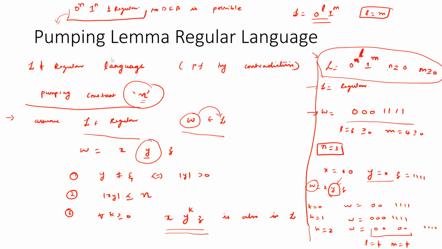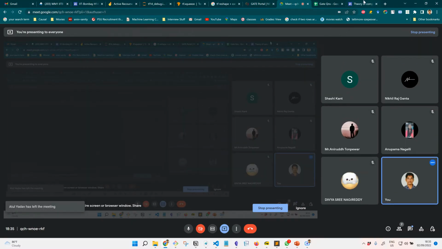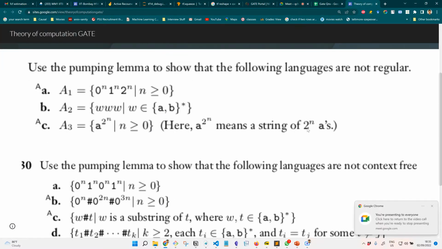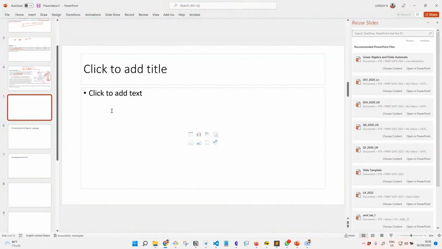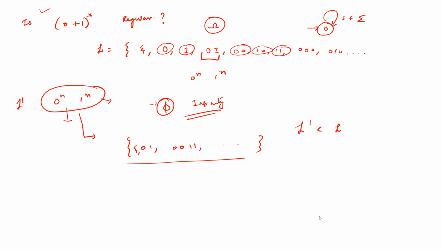Now we'll look at the questions. Maybe we'll take questions 1 and 2; maybe you can take them as homework. The first language is 0^n 1^n 2^n. The second language is www. Let me copy the questions. These two questions are to show that a language is not regular.